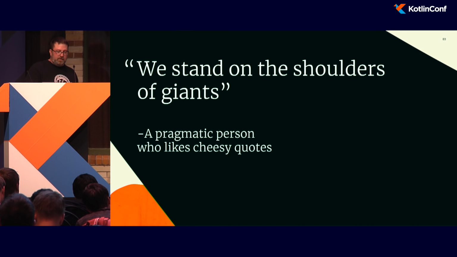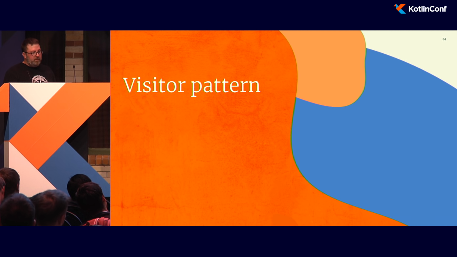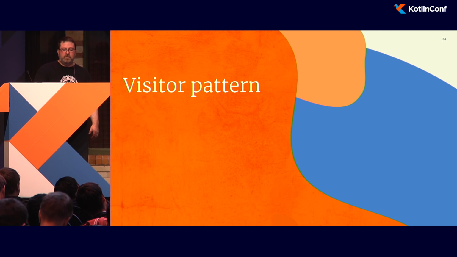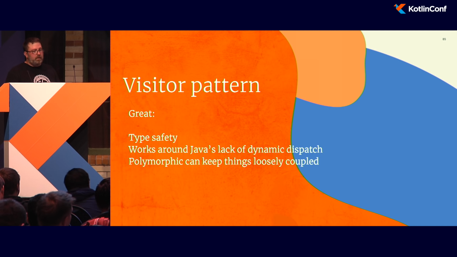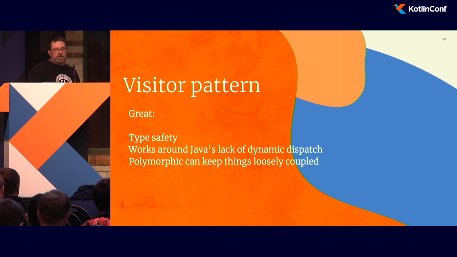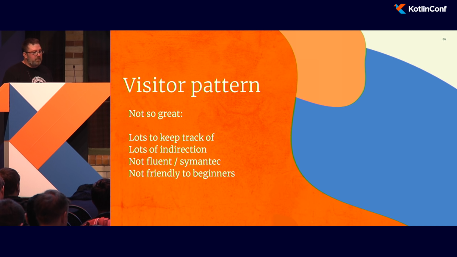So I wanted to say this first because there are a few patterns I'd like to go over that I don't think make a whole lot of sense anymore. For example, the visitor pattern. The visitor pattern was a way of achieving type safety and working around Java's lack of dynamic dispatch. There are some great things about it. It's polymorphic. It can keep things loosely coupled. And adding and removing new elements was just a matter of writing a little bit of boilerplate.